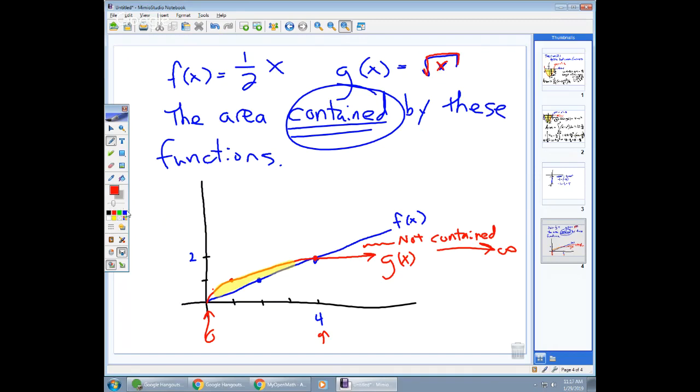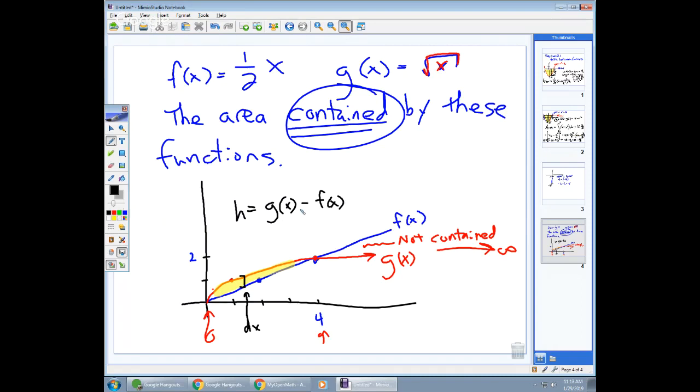Now, next thing we need to identify is the height. As x goes from 0 to 4, I'm just going to draw some vertical line in here. So there's a little tiny rectangle right there. That little tiny rectangle has a width of dx, according to the definite integral. And how do I find the height of that rectangle? g of x minus f of x. So it's not always f minus g. It depends on the situation.